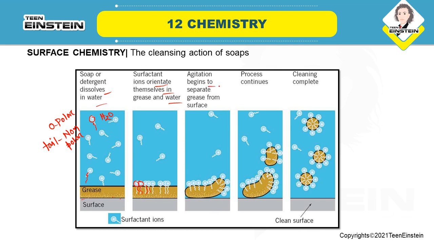Then agitation begins to separate grease from the surface. So as a result, what happens? In this way, the surfactant molecules surround the grease, and ultimately it is removed and this type of micelle is formed. So here the cleansing process is complete. Fine. So in these micelles we can see that the spherical parts are towards the water side, because this is water, and the grease, which is non-polar in nature, the tail part is interacting with the grease part. So in this way the cleansing action of soaps occurs.